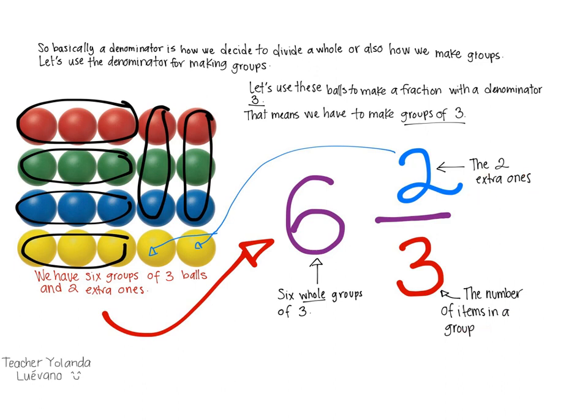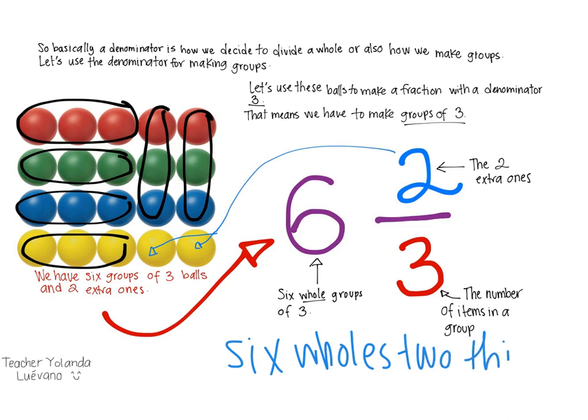How would we read this? 6 wholes, 2 thirds. Okay? I'm going to repeat it. This would be 6 wholes and 2 thirds. Okay?